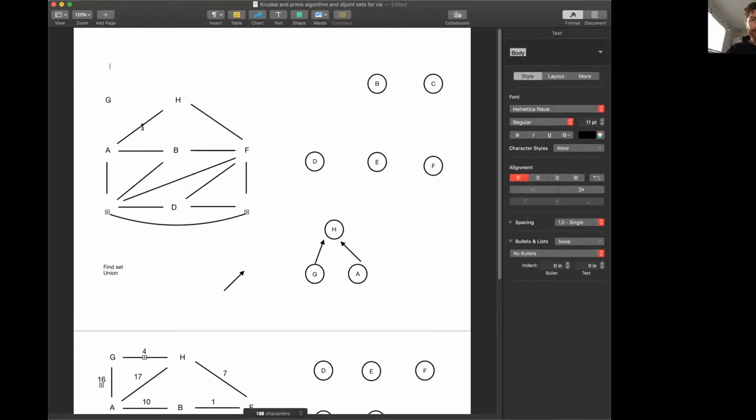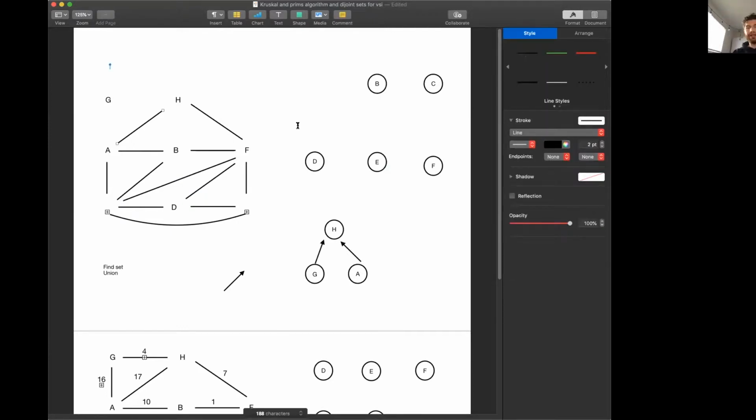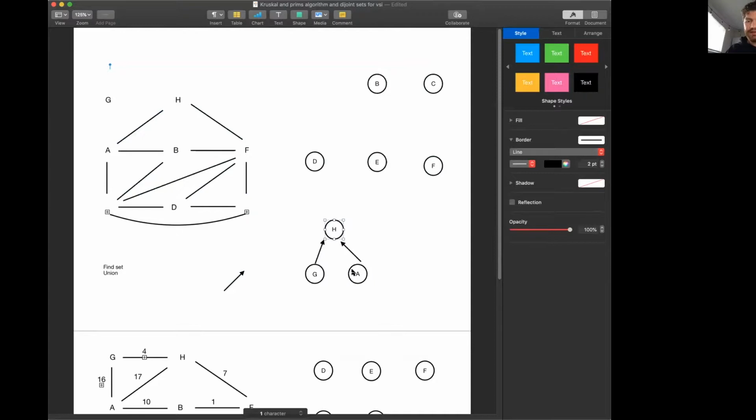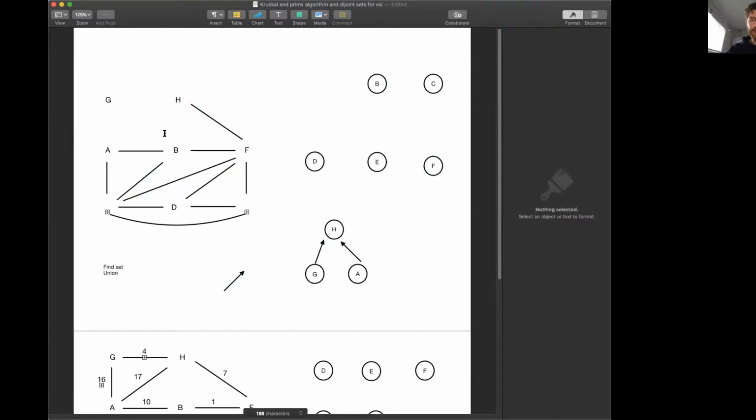So I'm going to process the edge between A and H, and now we're going to start moving a little faster. Find set on A should give me what? It should give me H, because H is the root. Find set on H should also give me H, because H is the root. In this case, find set on A and H gives me the same item, which is H. That tells me that A and H are in the same disjoint set, so it doesn't make sense to call union on them. I'm not going to do anything. I'm not going to call union because they are in the same set. So I'm done with this edge.